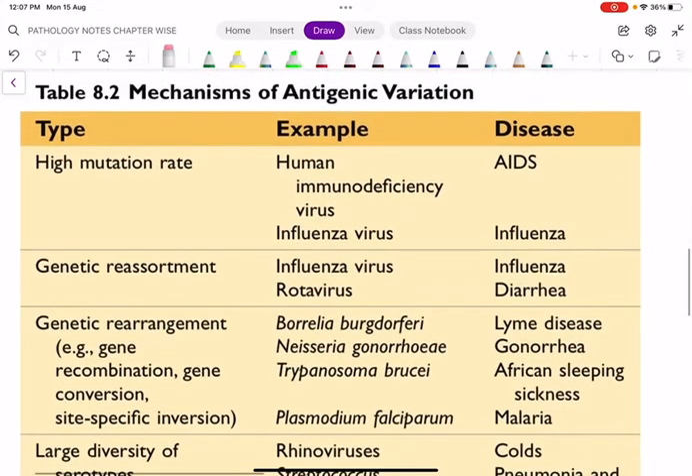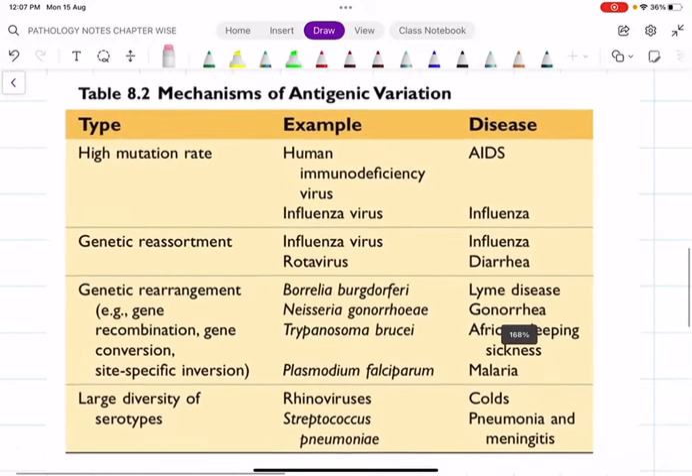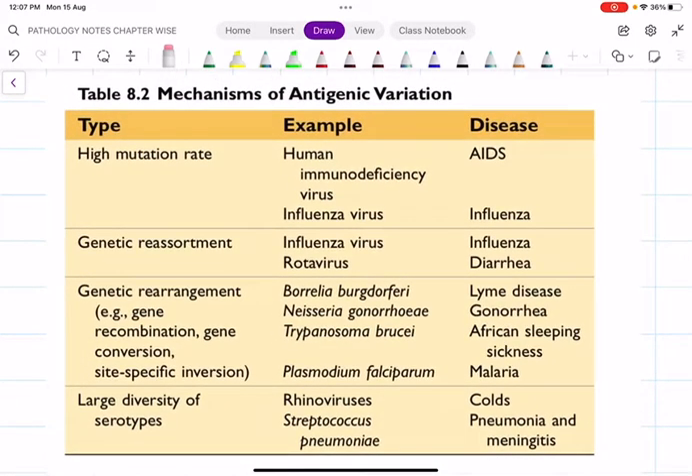Then coming to the mechanisms of antigenic variation. What are the various mechanisms? You can write these points in your short notes or in essays if they ask you. So, high mutation rate: we have human immunodeficiency virus which causes AIDS, and influenza virus which causes influenza.